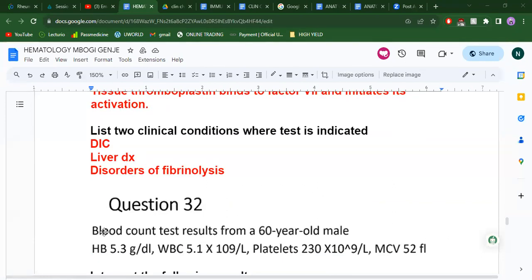Blood count tests. Interpret this. HB of 5, so is it high, is it low? WBC of 5, platelets 230, MCV of 52. Let me see the chart. So HB is low, yes. WBC 5 is normal, yes. Platelets 230, normal. MCV, low. So if you are to interpret this, we said MCV is indicative of size. If it's less than 76 or 80 femtoliters, it is microcytic anemia.